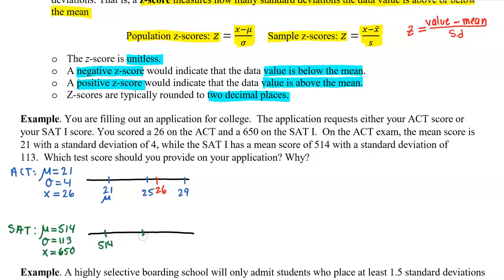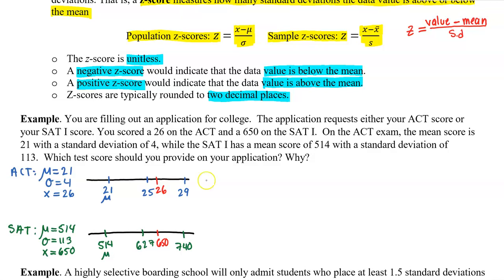One standard deviation of 113 would give us the next score of 627, and the following one of 740. So the score here of 650 will be above the 627, which is also a little bit more than one standard deviation above the mean. But exactly how far? Well, this is where we have to compute the z-scores.